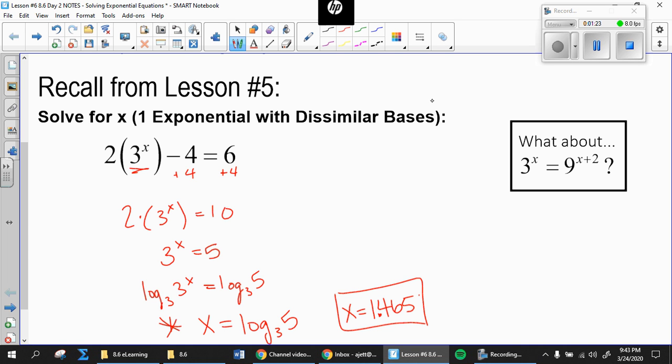Now, what we're going to look at today is this type of example here, when we have this exponential on both sides of the equation. And so what we're really going to look at is these bases, and we're going to see how these bases are similar and how we can rewrite this 9 here using this base of 3.